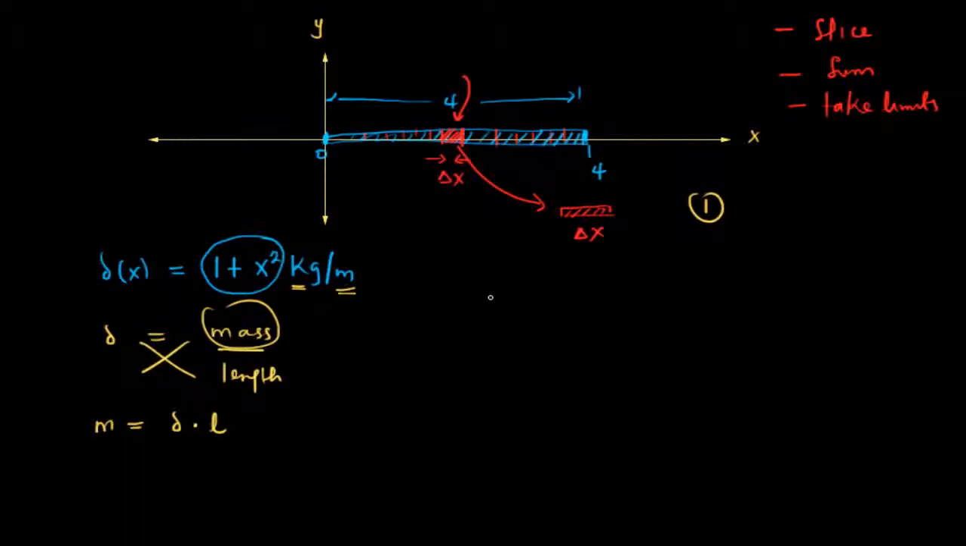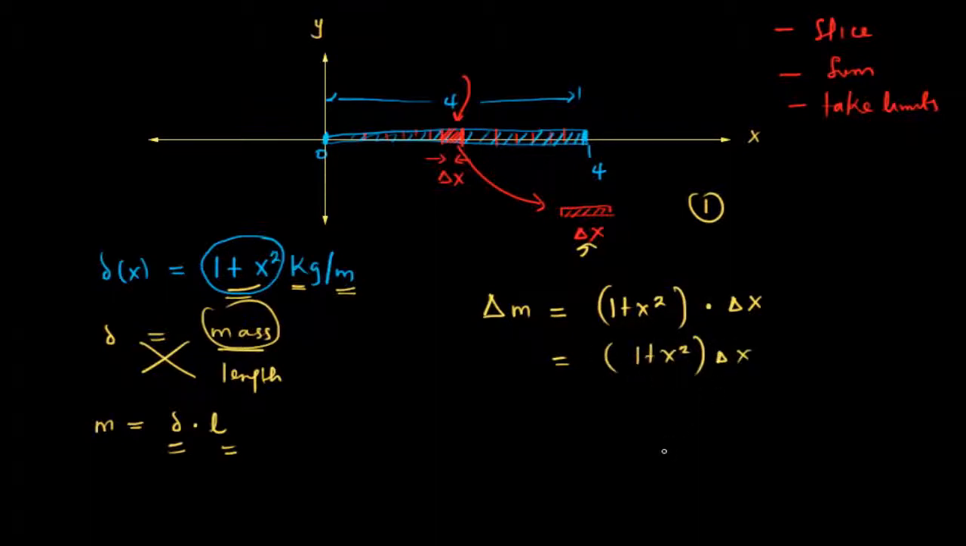To find the mass of the slice, the change in m equals the density, and our density is 1 plus x squared, multiplied by the length of the slice. Now the length of the slice is delta x. So the mass of the slice is just going to be 1 plus x squared multiplied by delta x. This is the mass of the slice. So this is the first thing we've done here: we've taken the slice and found the mass of the slice.